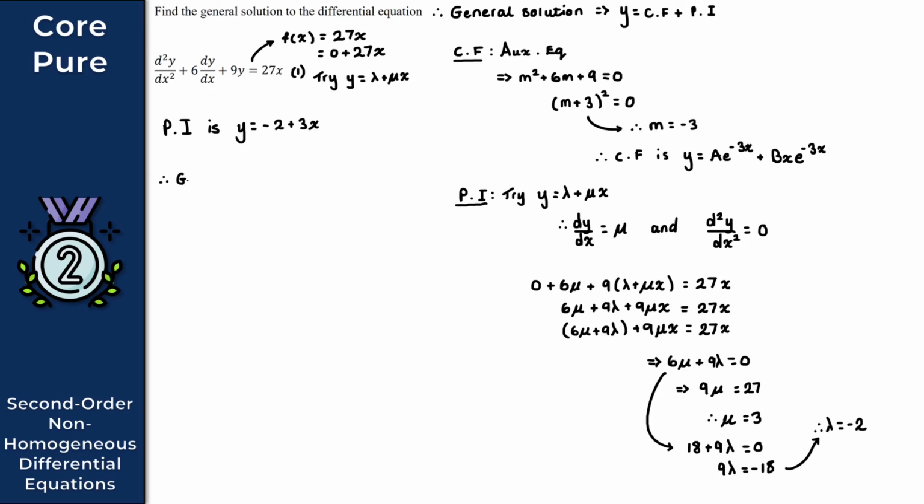Therefore, the general solution, let's make a note here. The general solution is y is equal to, our complementary function is the following: a e to the minus 3x plus bx e to the minus 3x, plus our particular integral, which is minus 2 plus 3x. As we can see, this is our general solution. And there we go.